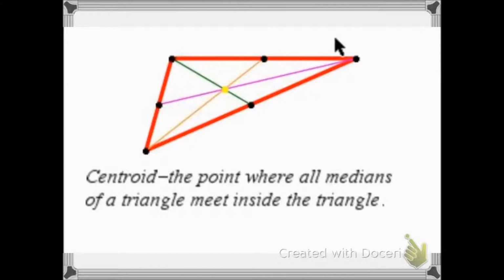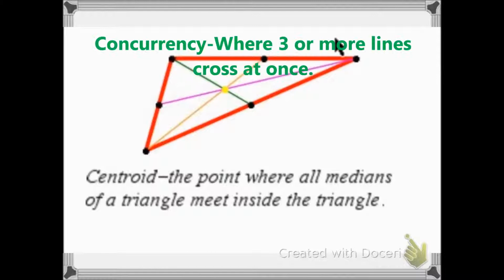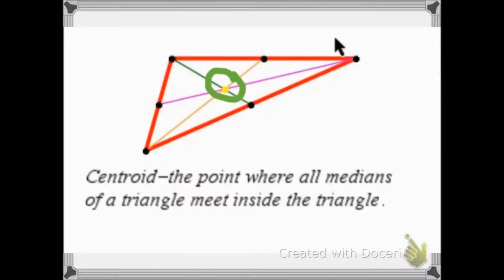Guys, we are here to talk to you about the centroid of a triangle. The centroid is the point of concurrency where all the medians of a triangle meet inside the triangle. You might think that concurrency is a big fancy $10 word, but all it means is a place where more than three lines are crossing at the same time, and that particular point is right there. So we're going to call that the centroid. It's where all the medians of a triangle cross, and they're all crossing inside of the triangle.